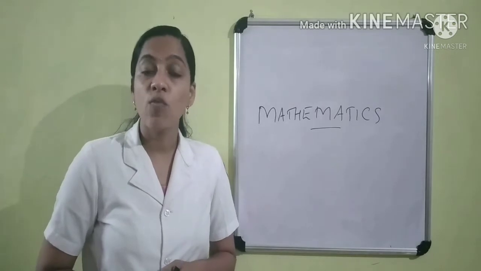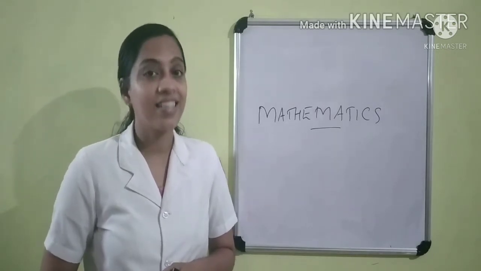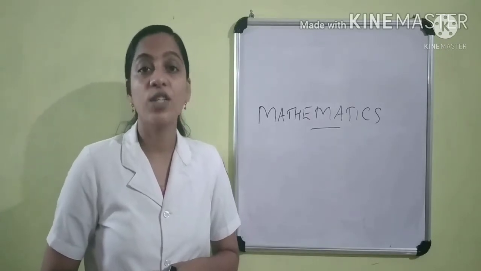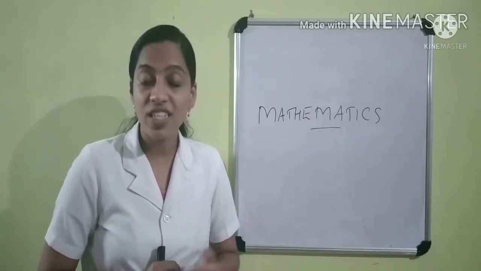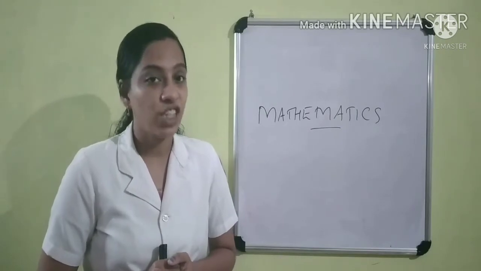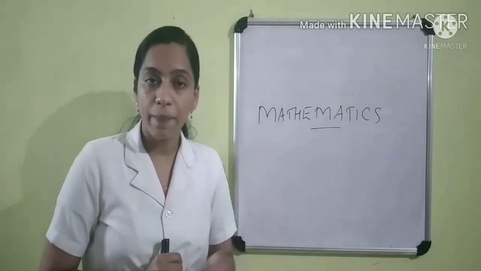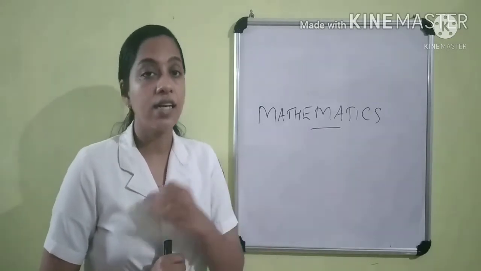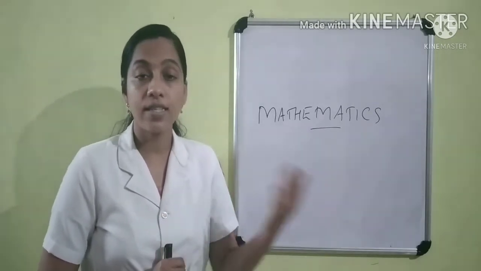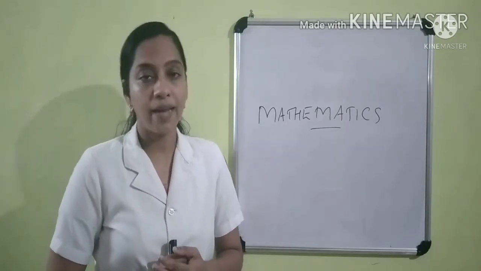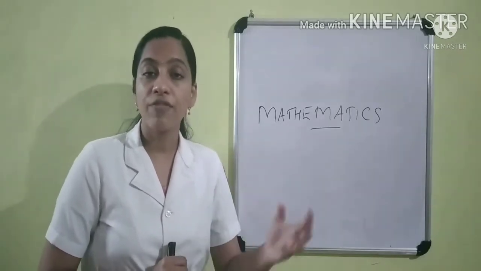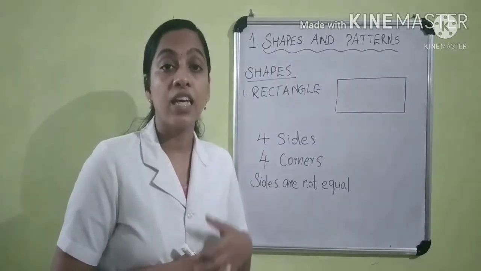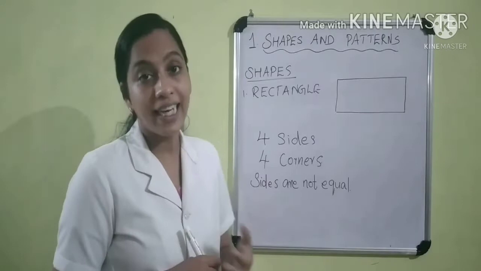Tell me children, what did you learn in the previous class? Yes, in the previous class, we have started our new lesson. Do you know children which is our new lesson? Yes, shapes and patterns. In previous class, we learned about square, rectangle, circle, triangles. These are basic shapes. And also we learned the features of these shapes. Let us see what are the features of each shape.